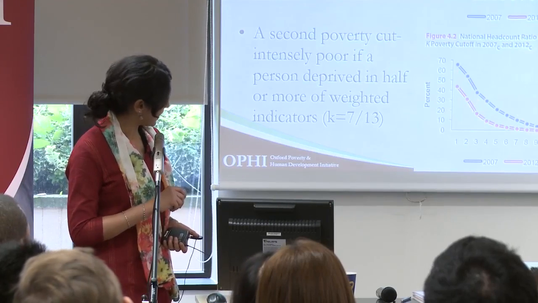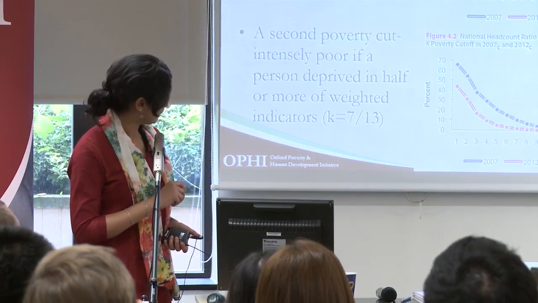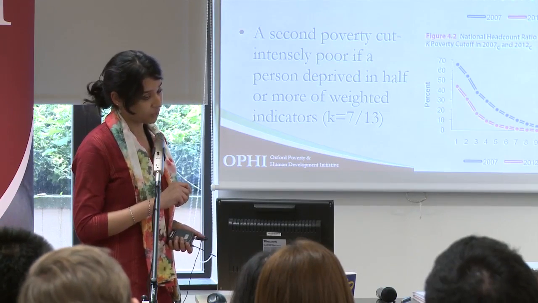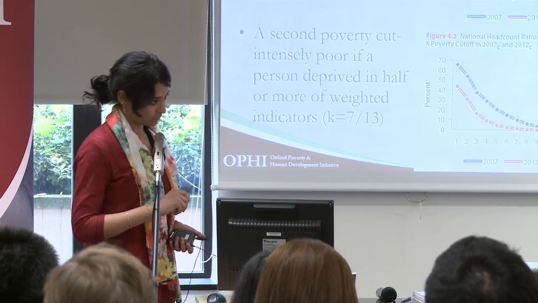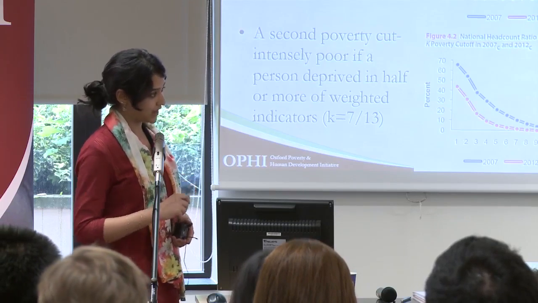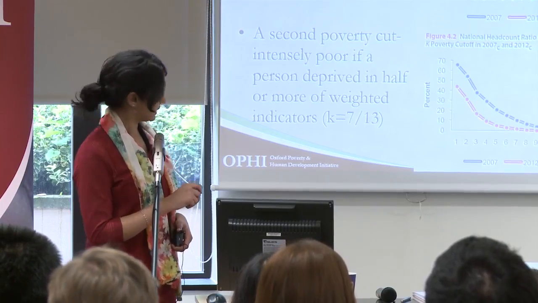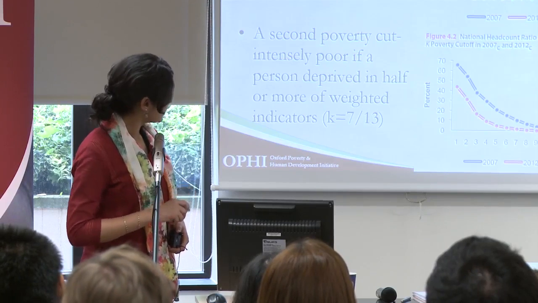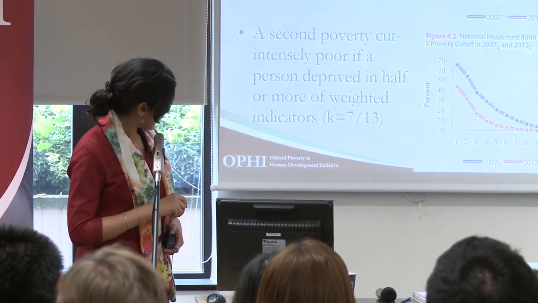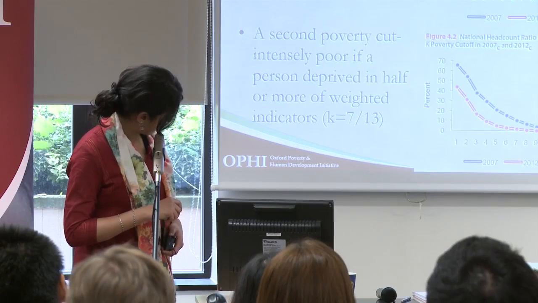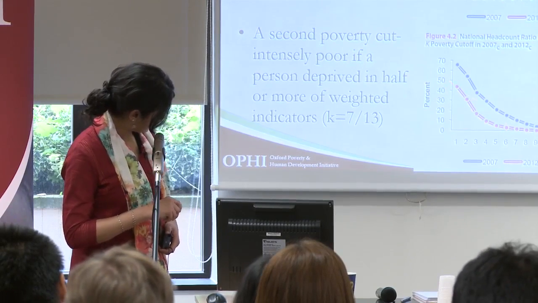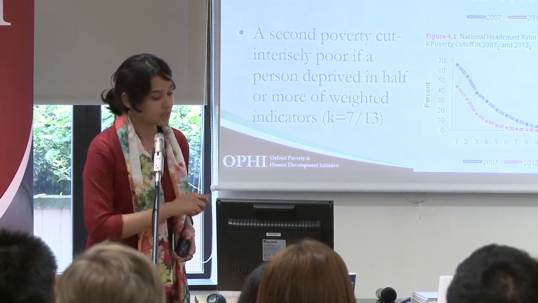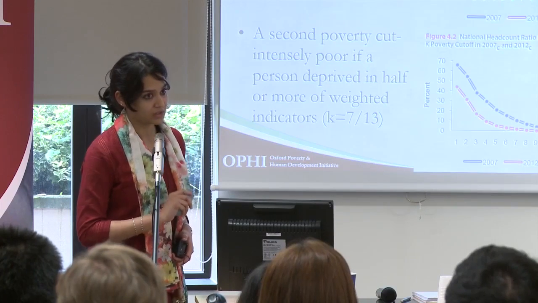And just at a glance, you can see that the pink is 2012 and the blue is 2007. At a glance, you can see that both M0 and headcounts for every value of K went down between the 2 years, between 2007 and 2012. For every value of K, M0 is lower in 2012 than 2007. And again, the headcount ratio for every value of K is lower in 2012 as compared to 2007. But I'm going to go back to the issue of comparability across time in a bit. I want to carry on with some of the results from 2012 first.